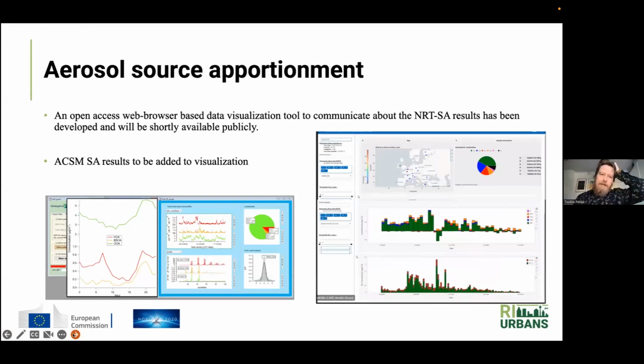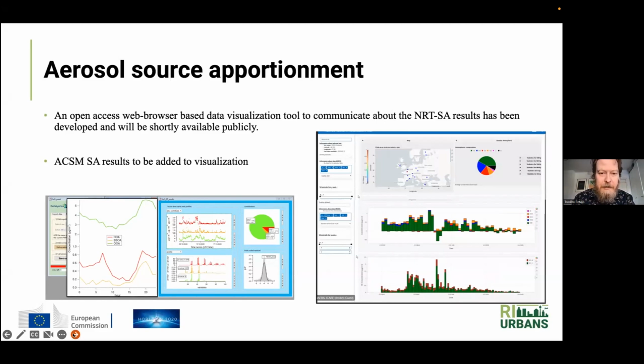Going through the different pilots very briefly. So this is the source apportionment, where Paris is one of the key cities. This is an example of the tool that will be available: provision of aerosol sources based on observations done in Paris.